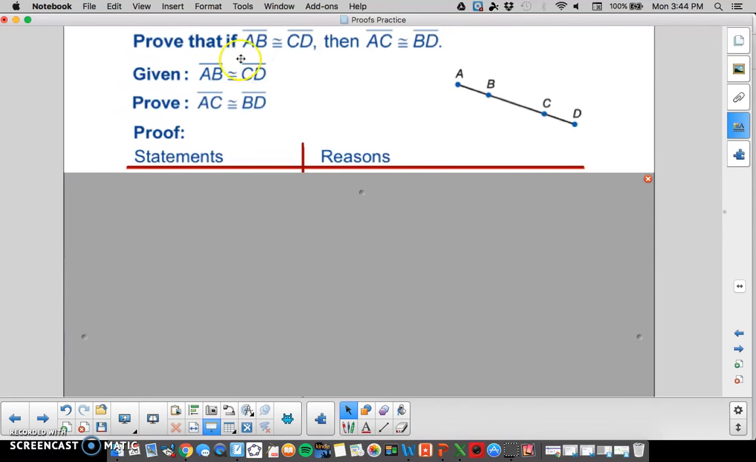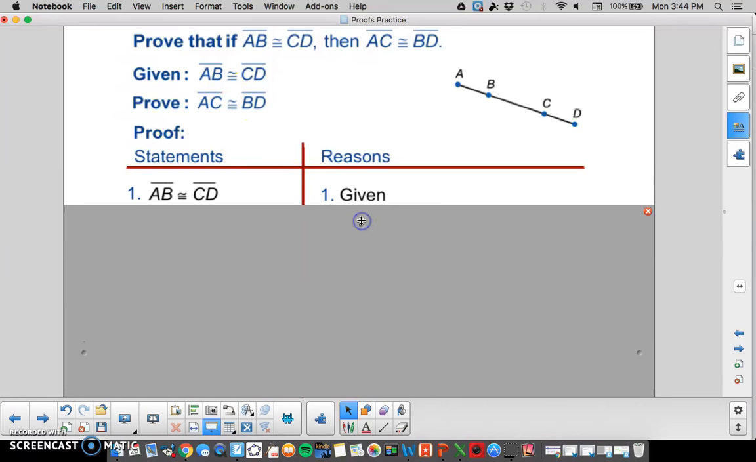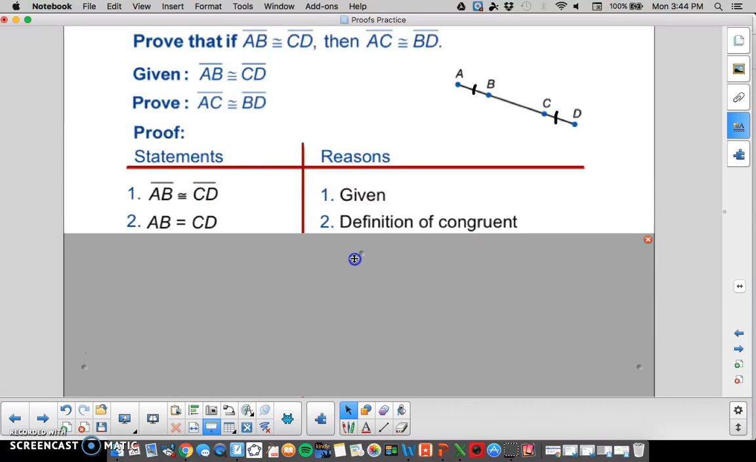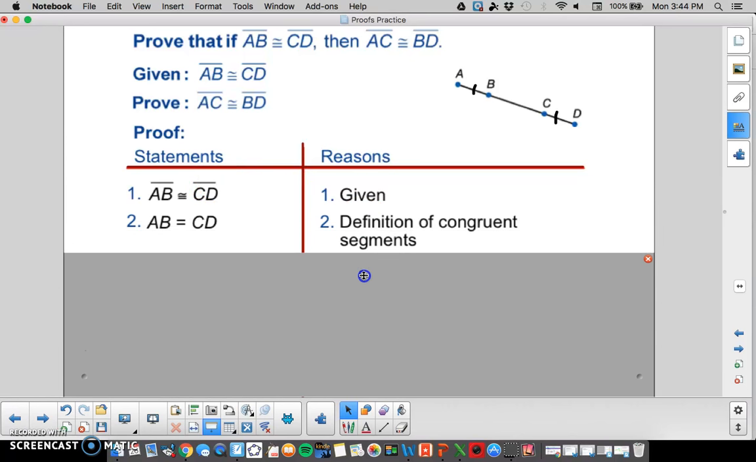So we're going to prove that if AB is congruent to CD, then AC is congruent to BD. So we're given this statement, so we always start with our given information. So AB is congruent to CD, and sometimes it really helps to mark those things on our pictures. Remember, we mark congruence for segments with those little dashes. Then next, from that information, we know the measurements of those are congruent.